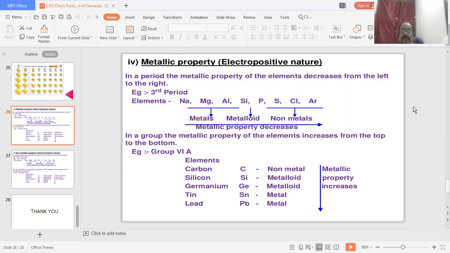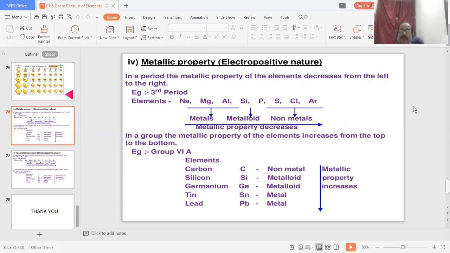In a period, the metallic properties of the elements decrease from left to right. That means if we move left to right in any period, the metallic properties decrease, because the primary elements, number 1, 2 and 3, have valence electron values of 1, 2, 3. After that comes 4, then valence electron values 5, 6, 7 and 8. So 8 is the zero group, noble gas, and 1, 2, 3 donate.